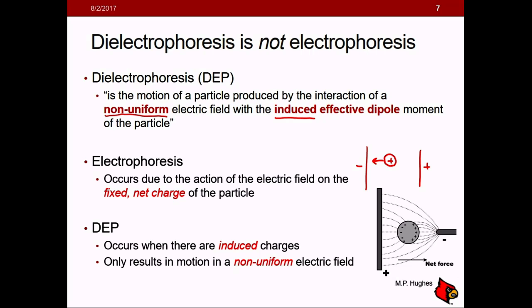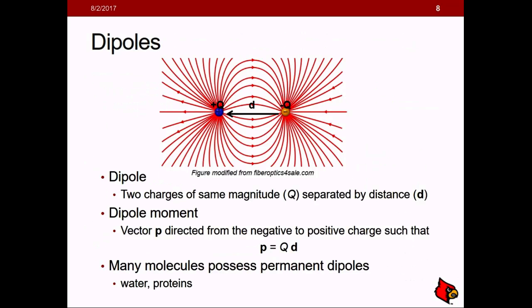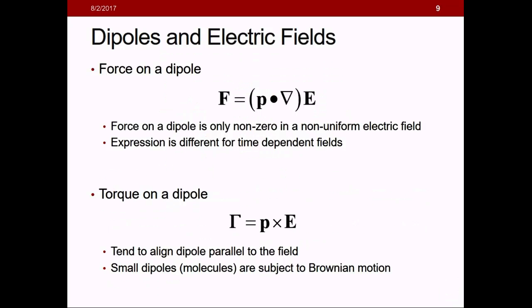But to get back to the main terms, you have an induced dipole and you have a non-uniform field. Those are the key characteristics you need for traditional dielectrophoretic manipulation. A dipole itself, by the classic definition, is charges of the same magnitude separated by some distance. This gives you a dipole moment, as illustrated below. And there are some molecules that possess permanent dipoles, but we are going to focus on polarizable induced dipoles.